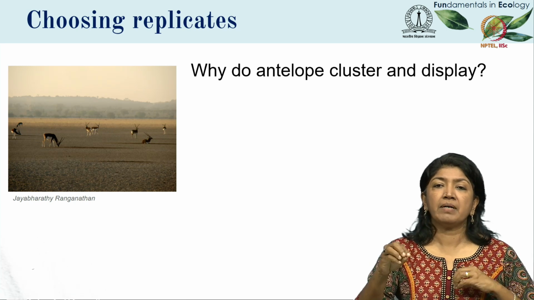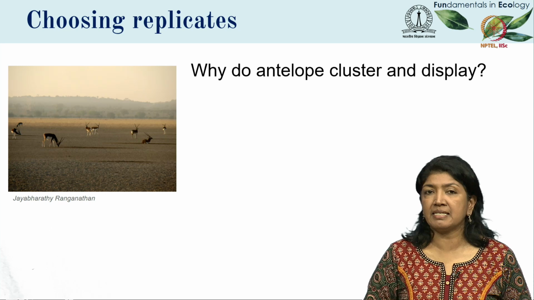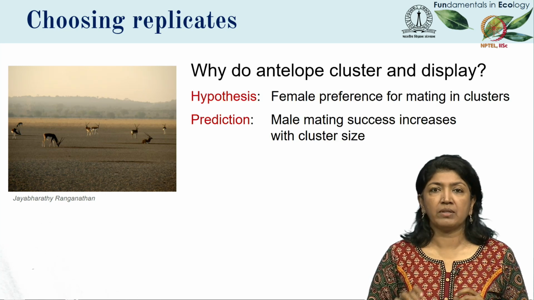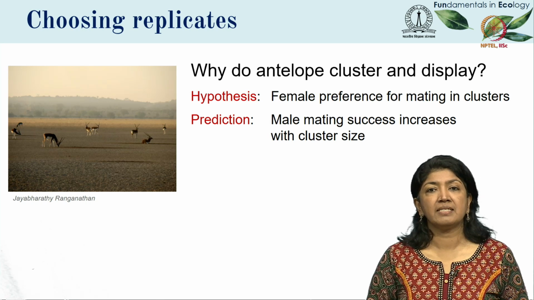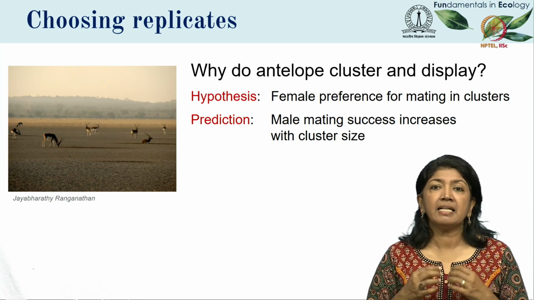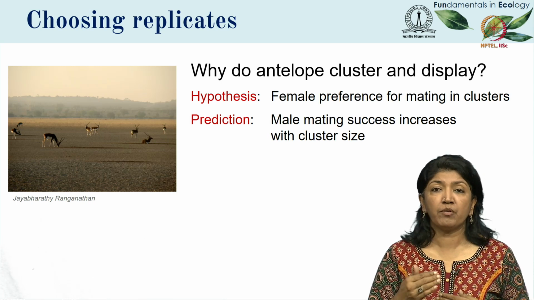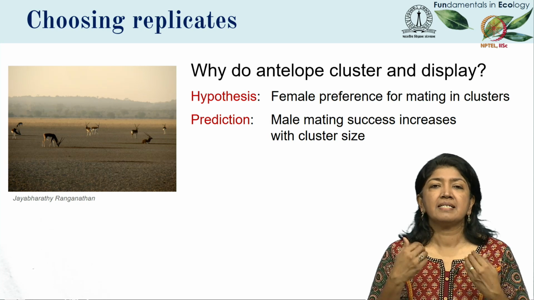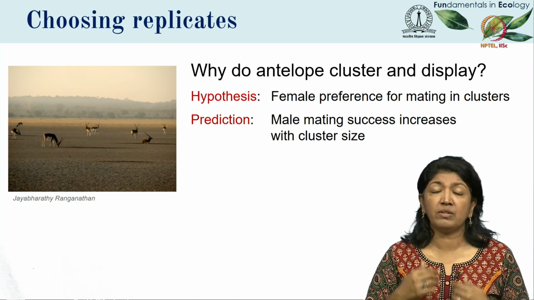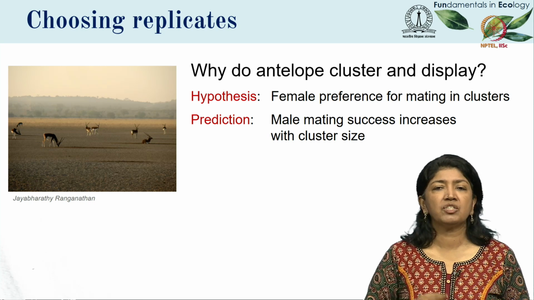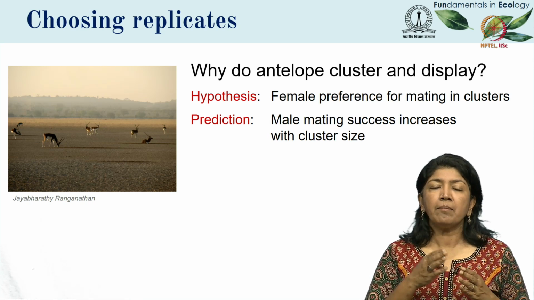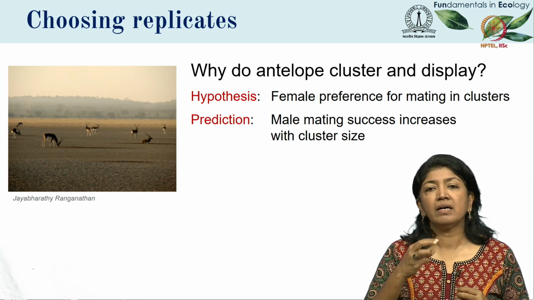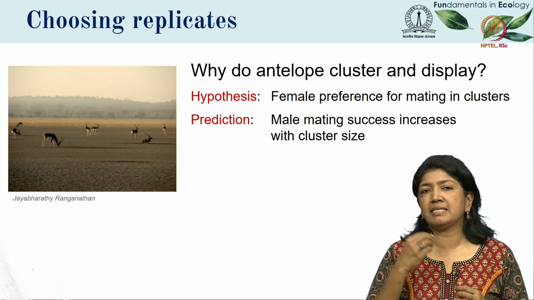So, these dispersed, solitary or loosely clustered territories. Now, let us say I want to test the hypothesis that males cluster their territories because females prefer to mate with males in clusters. So, this female preference selects for clustering in male territory. That is my hypothesis, and one prediction from this hypothesis is that male mating success increases with cluster size, that is with the number of males in a cluster.